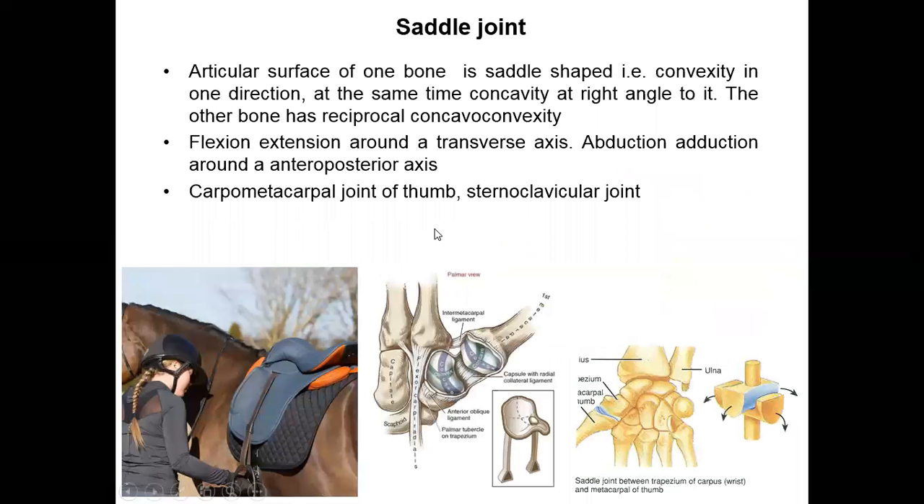Coming to the next joint, that is saddle joint. In saddle joint, you should know what is saddle. This is saddle. Now if you look at the saddle, there are two surfaces on the saddle. This is convex surface and this is concave surface. So in this joint also you will have two surfaces, a convex and concave surface on one articular surface, and on the next articular surface you will see reciprocal surfaces.